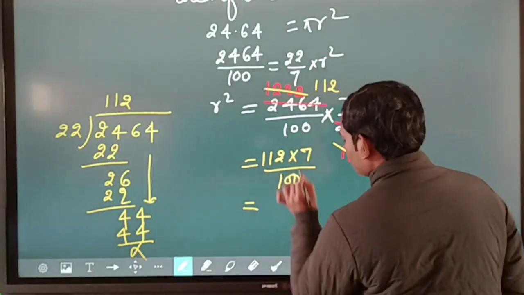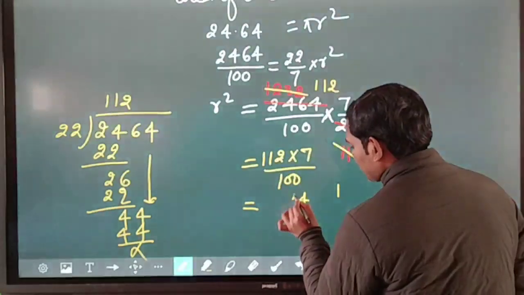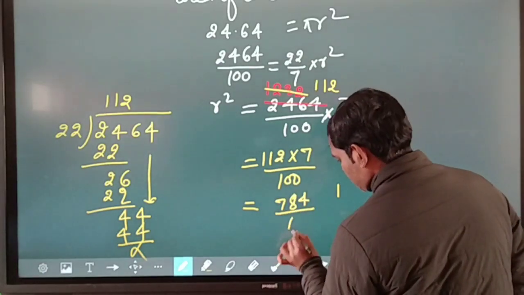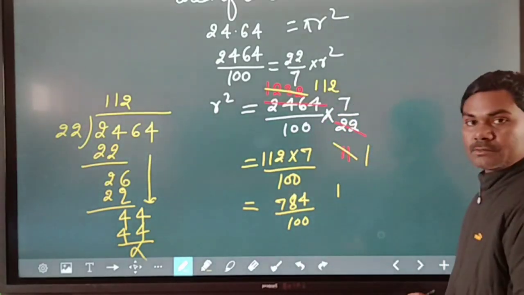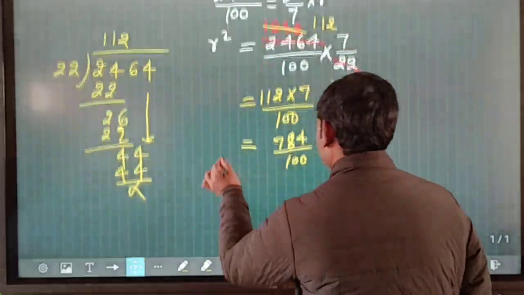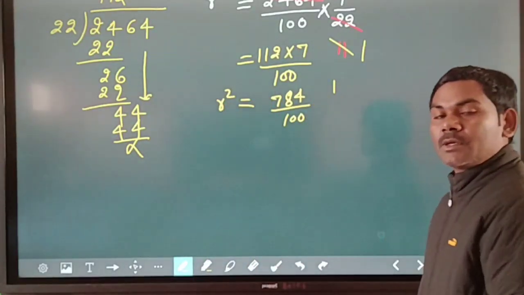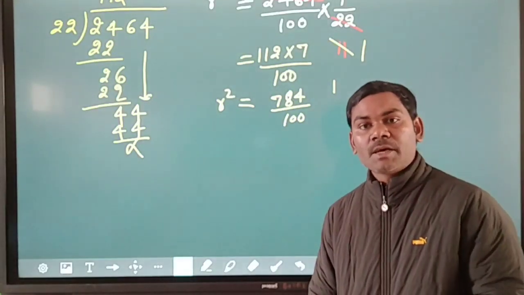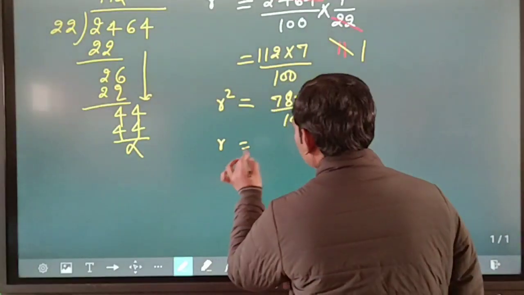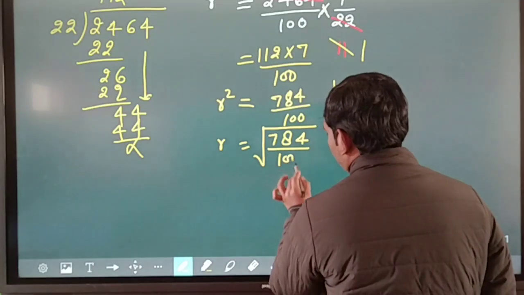So 7 2s are 14, carry 1. 7 1s are 7, 7 and carry 1 makes 8, and 7 1s are 7, upon 100. Is that clear? Now this is the value of r square, but we have to find out the value of r. So r is equal to under root 784 upon 100.